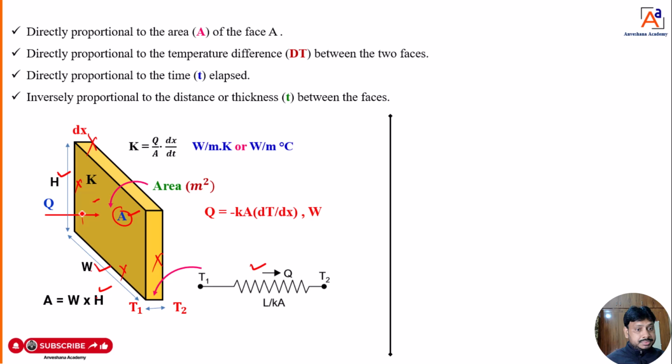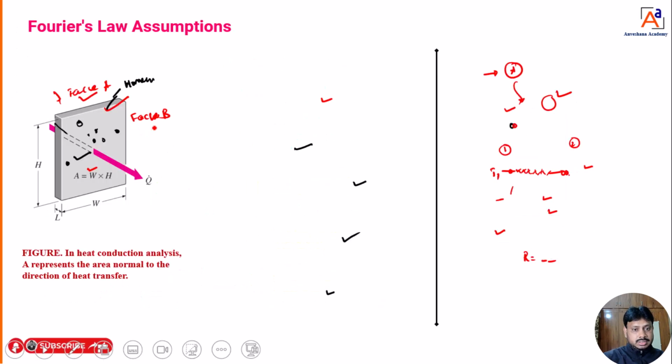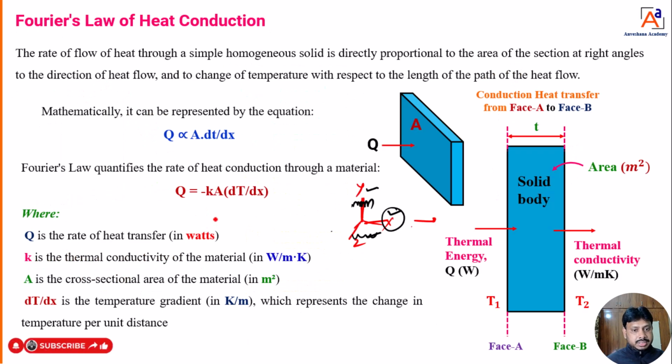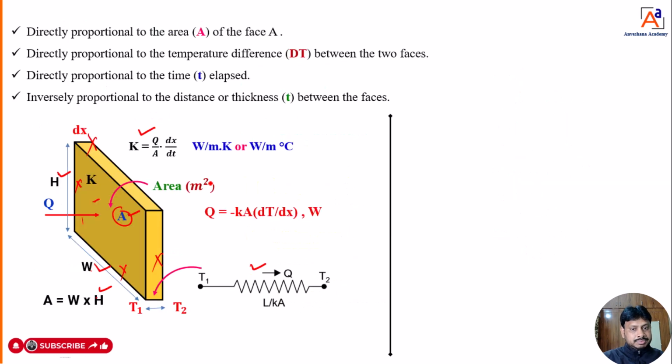Then with the help of Fourier's law equation, we can also determine the thermal conductivity. How? We know the conduction equation, Q is equal to minus K into dT by dx. You can modify this equation to take the value of K outside, and then you get the K value. That K value is nothing but the thermal conductivity of the given material, dear students.